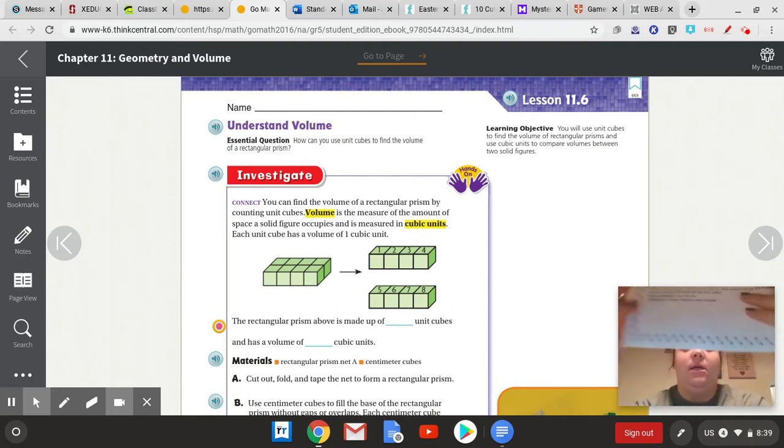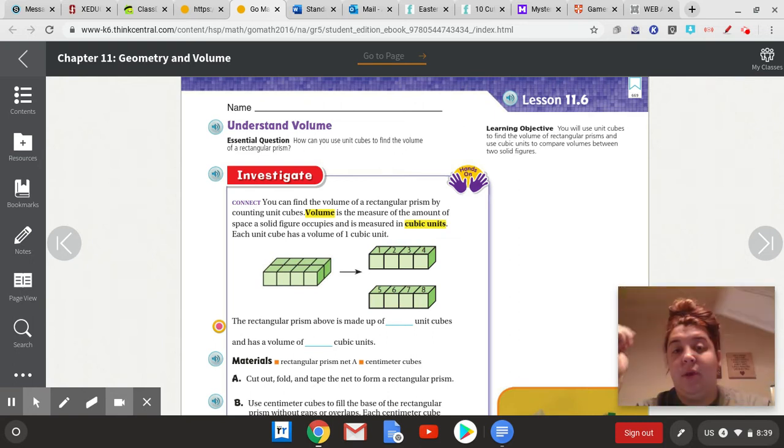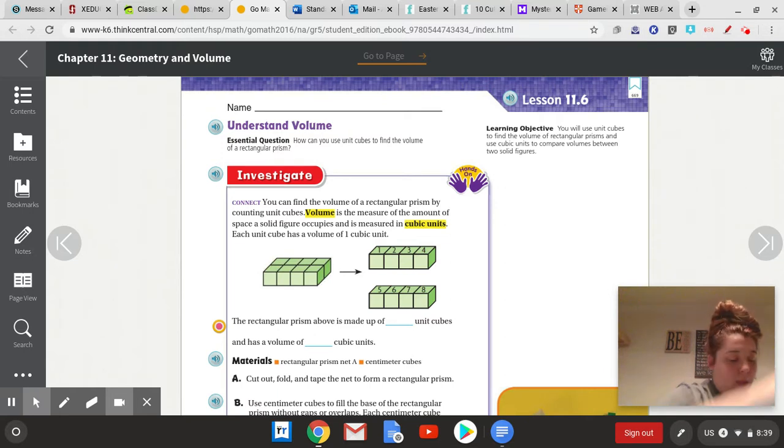So today you're at the bottom of your sheet, day 7, lesson 11.6, understanding volume. We are starting on page 669 right now. And if you all will join me, we'll start here.